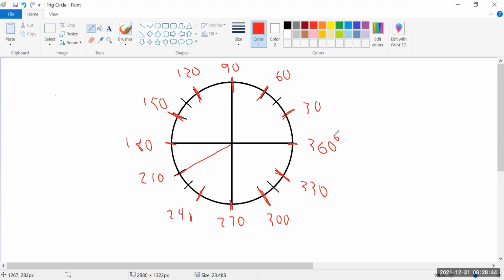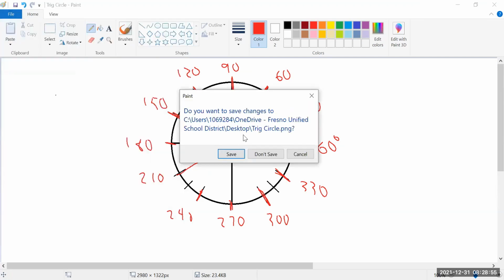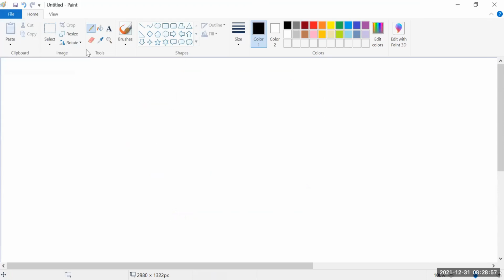So, if you had to find something like, say, 240 degrees, you wouldn't have this picture in front of you. What you would have to think is this.